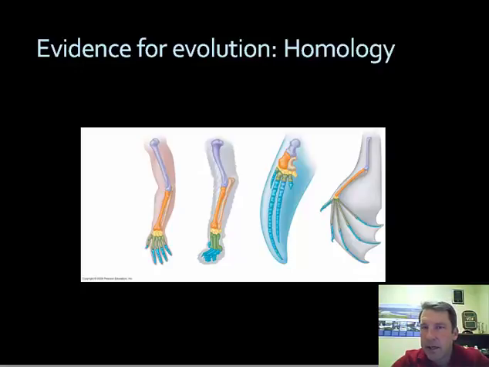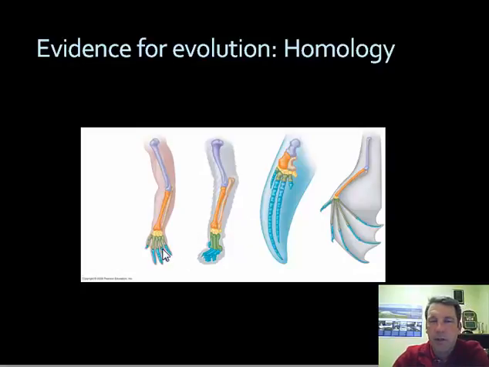Homo means the same, and so this is the study of similarities of structures. And this is often used to support a view that these similar structures relate back to a common ancestor. So this is a very common figure that's used in this line of evidence.